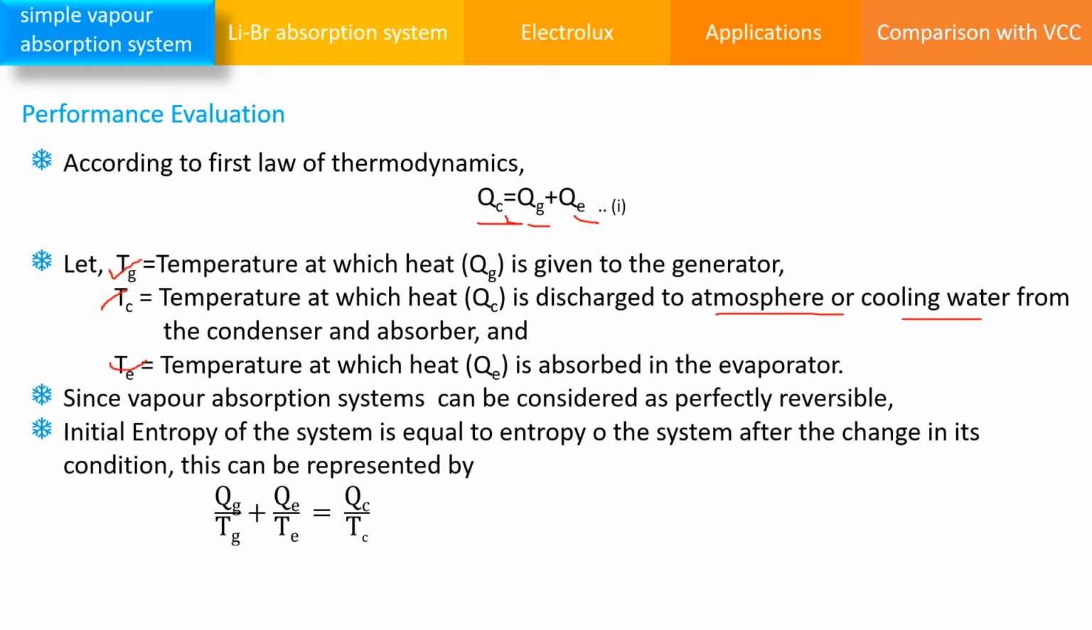So since we have this equation, and it is considered to be a perfectly reversible system, the initial entropy of the system must be equal to the output entropy of the system. That is, the entropy in the generator, QG upon TG, plus QE upon TE, all this initial entropy must be equal to the final entropy of the system, QC upon TC. This is for the condenser, this is for the evaporator, this is for the generator. In both of these we are absorbing heat, in the condenser we are rejecting heat.